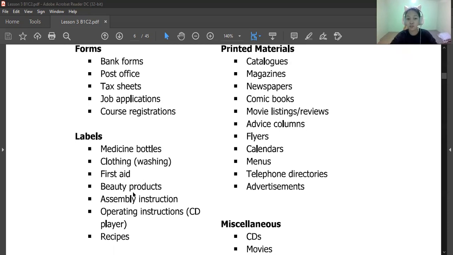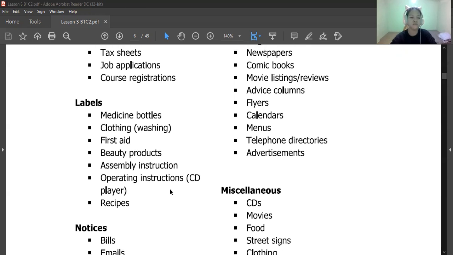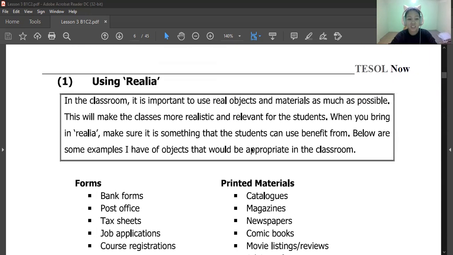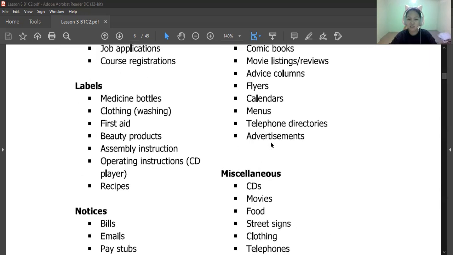First aid, even beauty products. So if you've seen that the majority of the interests of your students are about makeup, then you can use beauty products and you can discuss the ingredients or even the directions. That's also one way of teaching learners about the target language, or even assembly instruction, operating instruction, and recipes, etc. So there are other realias that you can use that are included in this learning material.